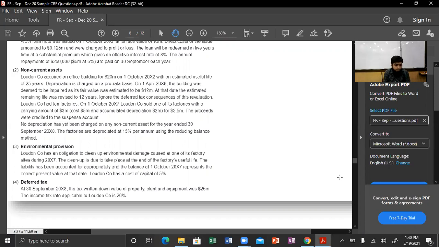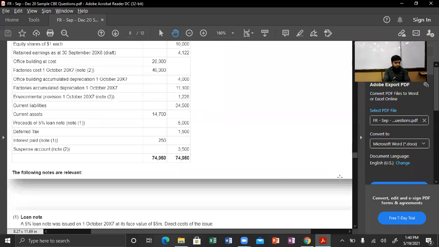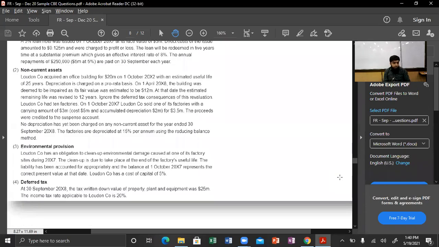The liability has been accounted for appropriately, and the balance at 1st October 20x7. Let's see, is there any liability recorded for environmental provision? Yes, environmental provision on 1st October, liability is recorded for 1,228. It represents the correct present value. And remember, the environmental provision is recorded at the present value.